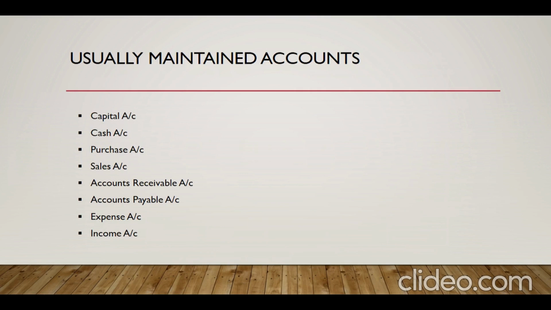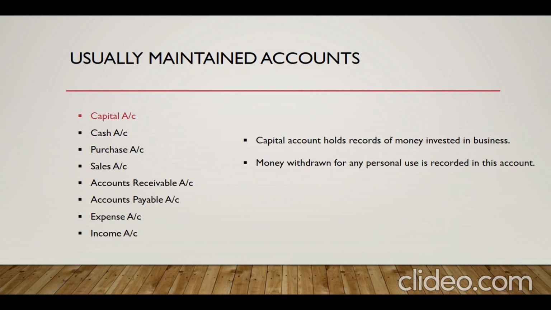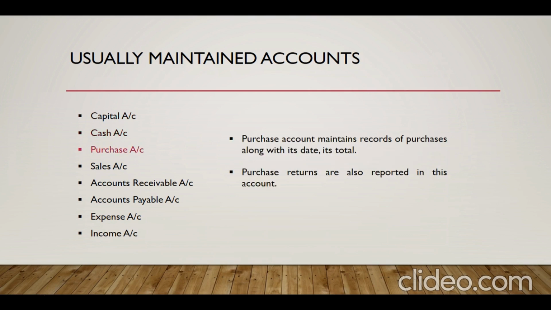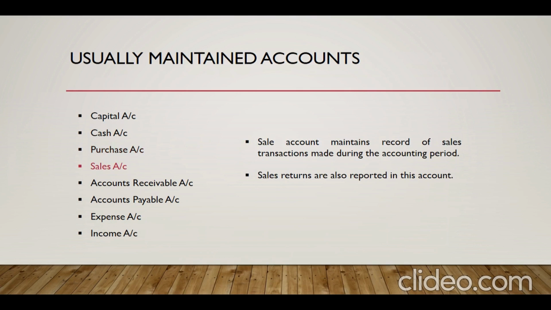So the capital account maintains records of money invested in the business and money withdrawn from the business. The cash account, which we just saw earlier, maintains records of cash receipts and cash payments of the business. The purchase account maintains records of purchases with its dates and its total and any purchase returns which have been made for a given period. Similarly, a sales account maintains records of sales transactions and any sales returns for a given period.